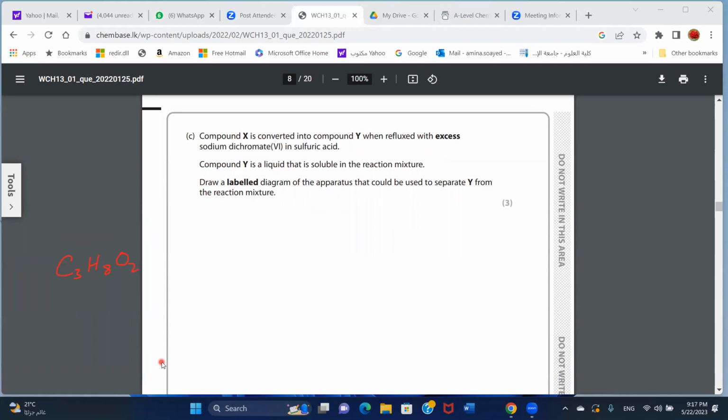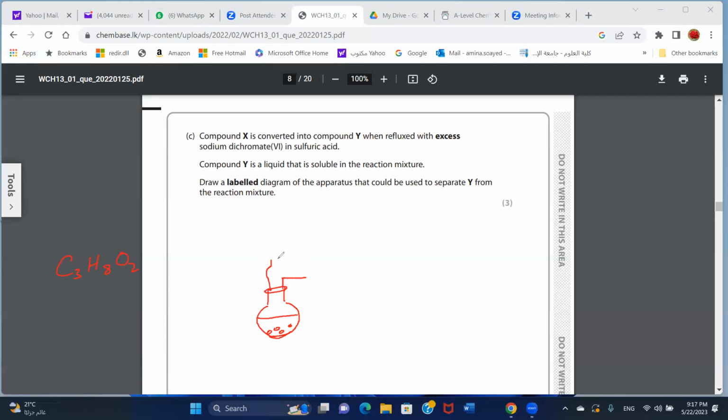So we'll use distillation. First you draw a pear-shaped flask at the bottom. Yes, a round-bottom flask. And then you add anti-bumping granules. Yes, excellent. And then connected to it should be a thermometer and then a condensing tube on the side. Yes, a still head. We connect a still head, isn't it?